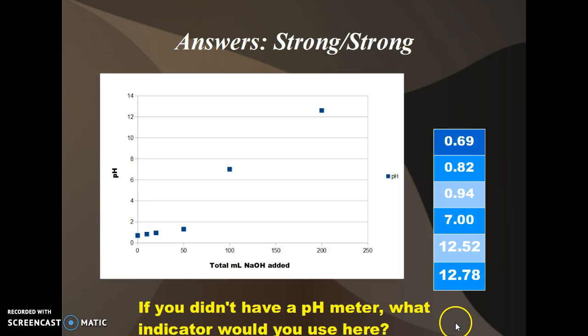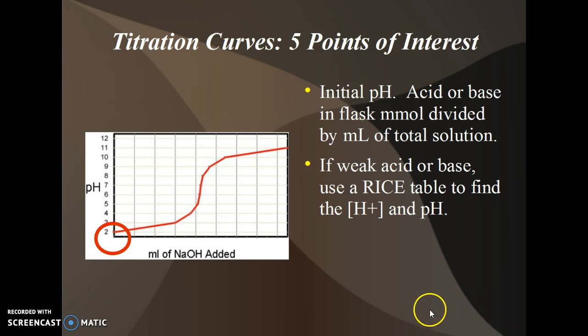titration curve. So if you didn't have a pH meter, what indicator would you use in this titration where the equivalence point is at 7? And the answer is probably phenolphthalein. Now there's 5 points of interest in any titration curve. The first is the initial pH.